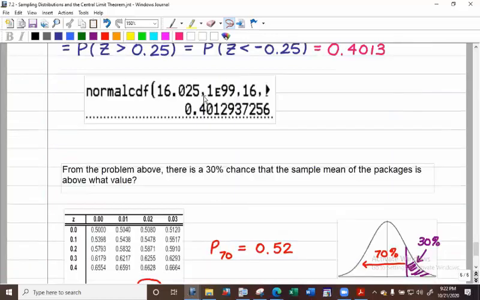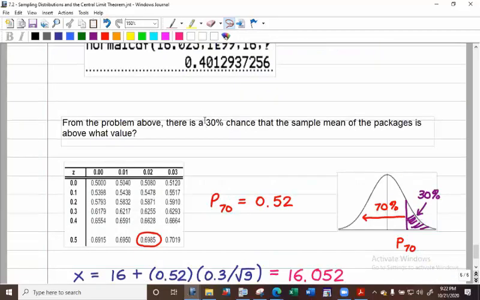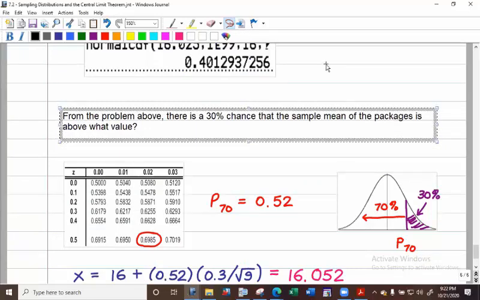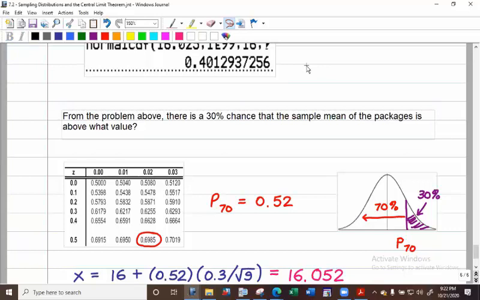Now let's look at this question right here that says from the problem above. So we're still using the sugar problem. This is kind of a percentile problem. There is a 30% chance that the sample mean of the packages is above what value? There's a couple of homework problems that are worded this way, so I went ahead and chose this wording. So 30% above. You have to be careful. You can't just look at the percentage and assume that's your percentile. You've got to think about what it's asking.